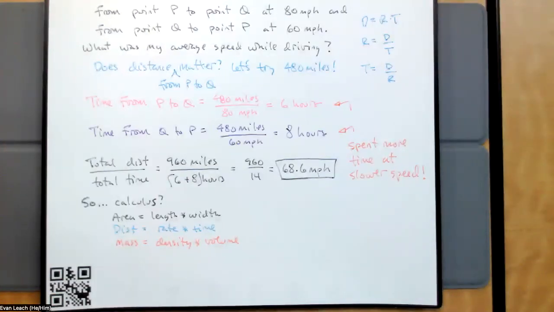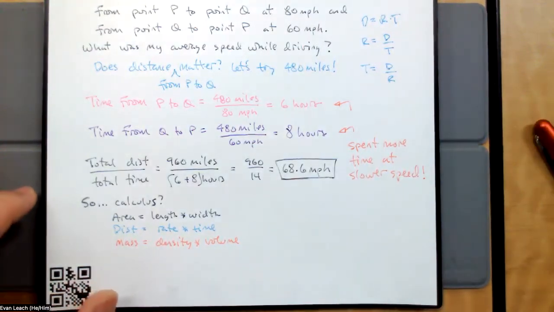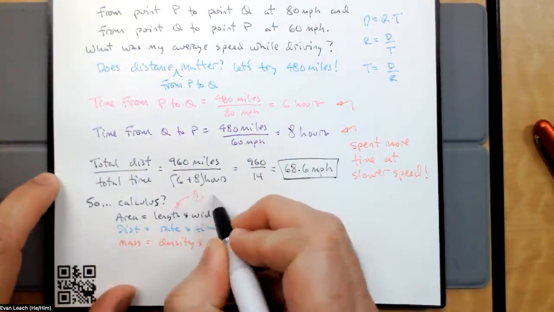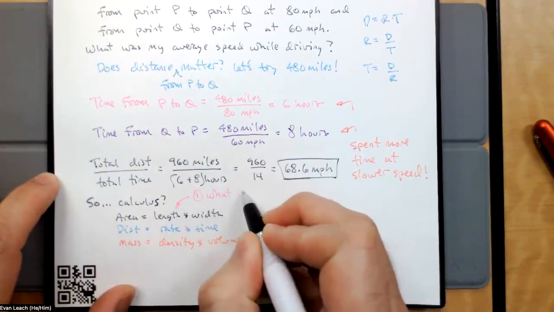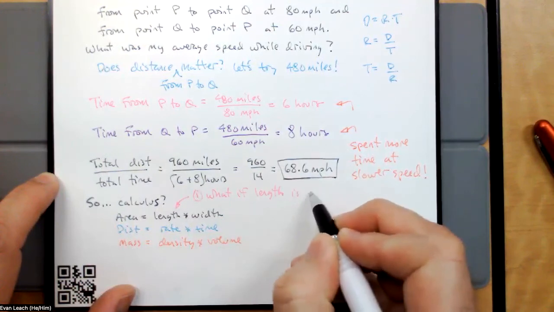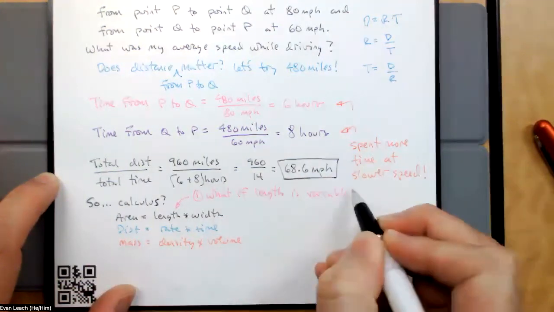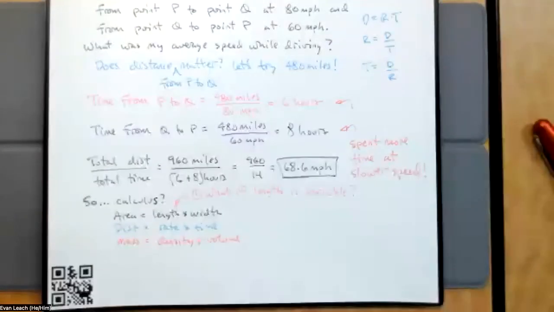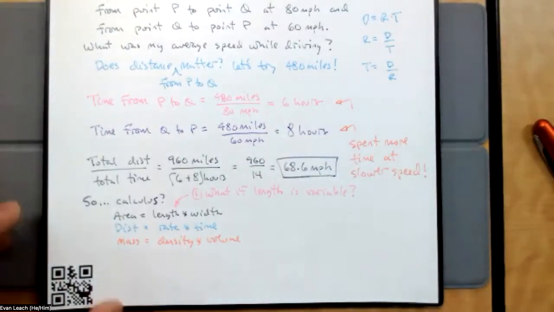Here's what we want to do. We, of course, want to be able to calculate areas of things that are not just rectangles. So here's what calculus does. Stage one, what if length is variable? What if we don't have just one length? Stage two, the calculus one.